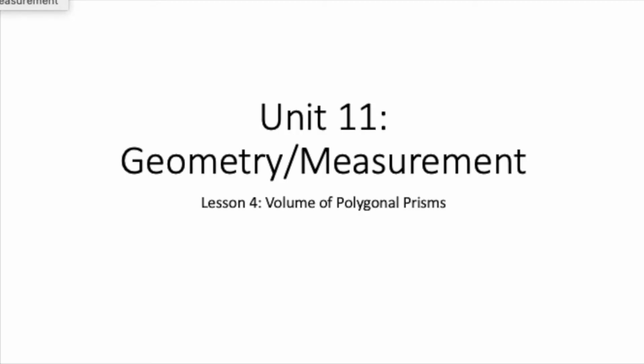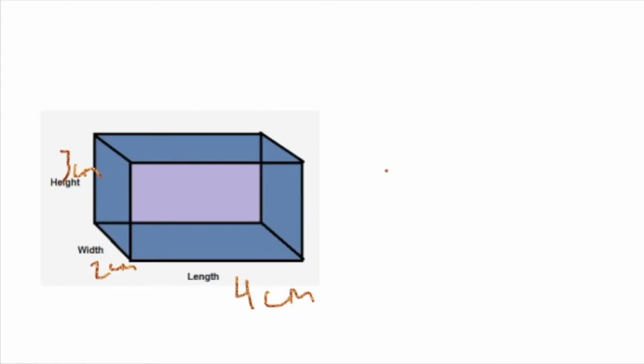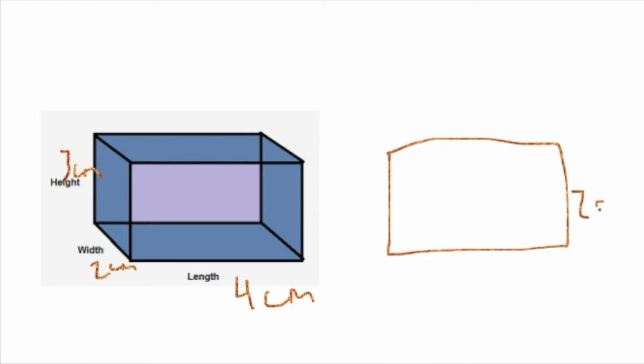Asking for volume of polygonal prisms. All right, this is a rectangular prism, but let's just think of this in terms of just the one face. If the width was 2 centimeters, and I'm looking at this purple face back there, and the length is 4 centimeters, we know how to take the area. We just do the length times the width.